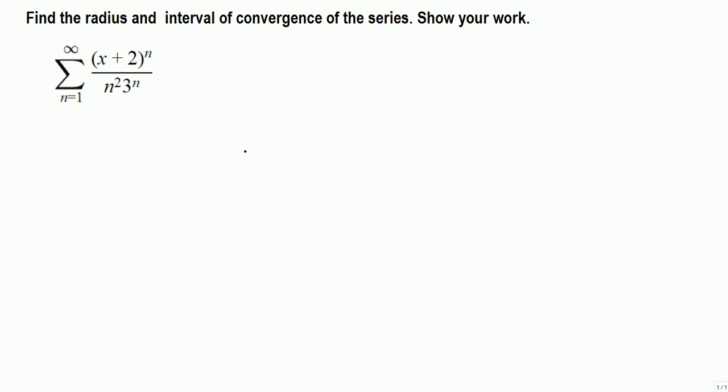Find the radius and the interval of convergence for the power series sum of (x plus 2)^n over n squared times 3^n. By the way, x plus 2 is the same as x minus negative 2. So negative 2 is the center for this power series. The center a is negative 2, and we know that any power series converges at x equals the center. In this case, this power series converges for x equals negative 2.